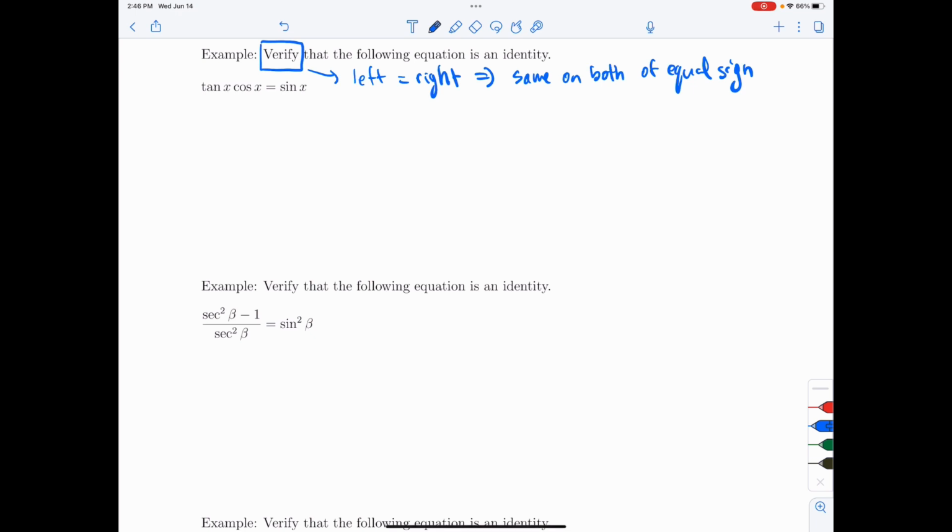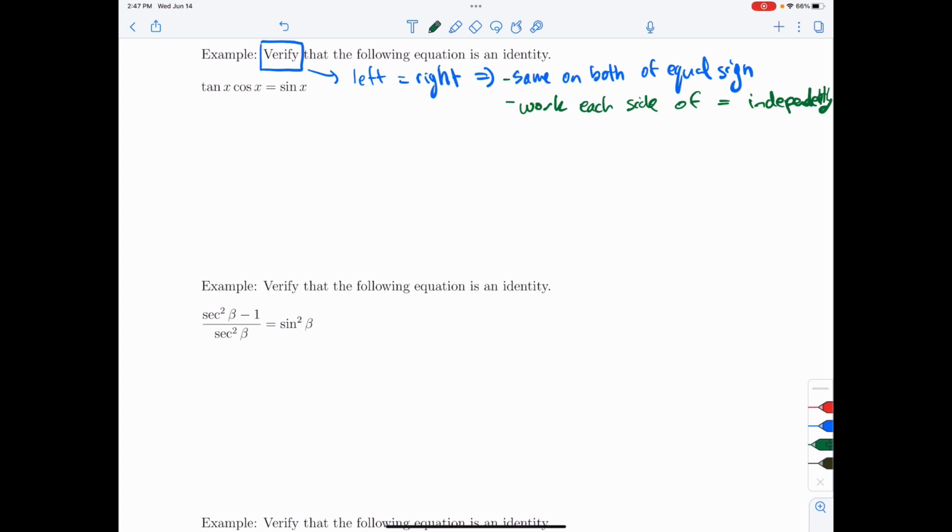Okay, so typically what we'll do is we'll work with one side of the equation and turn it into the other side. Now, this isn't a hard rule. You can work with both sides of the equal sign, but we don't want to move anything across the equal sign. So we want to work with each side of the equal sign independently. Okay, kind of ran out of room there, but hopefully you can read that.